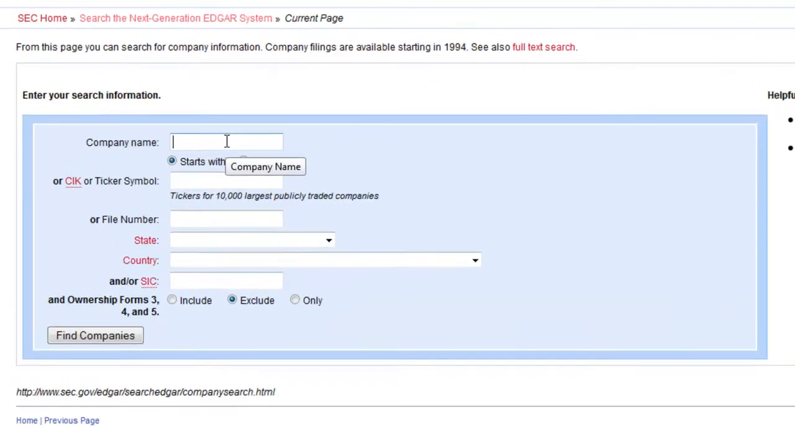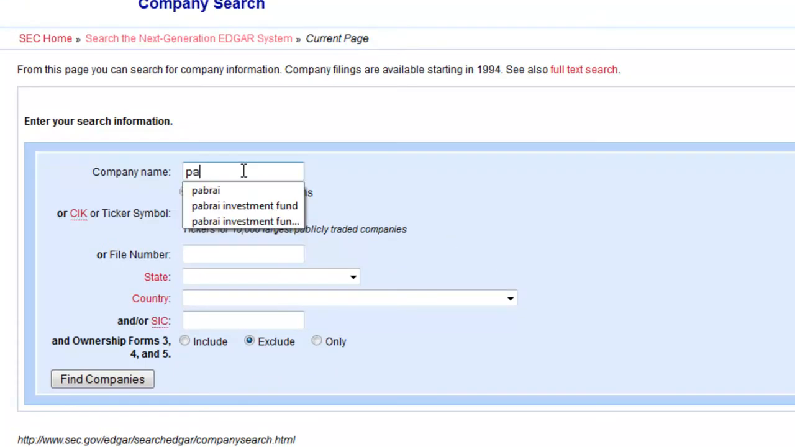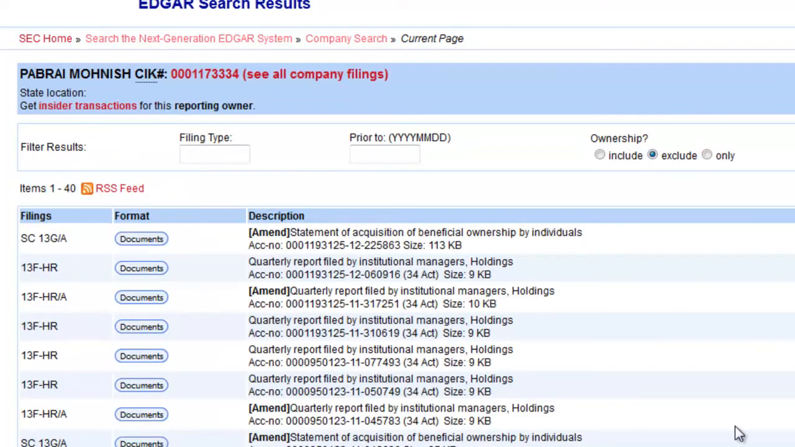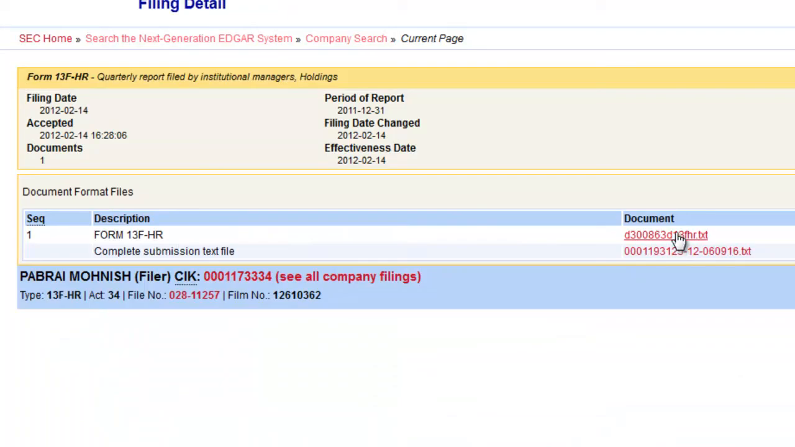So let's go ahead and try Pabrai Investment Funds, run by Monish Pabrai. And we are presented with two options. Let's go ahead and click on the second one. And here you go. You have a list of various different forms that Monish Pabrai filed with the SEC, and most of them are either 13Gs or 13Ds, and also 13Fs. So let's go ahead and click on 13F and click on this again.